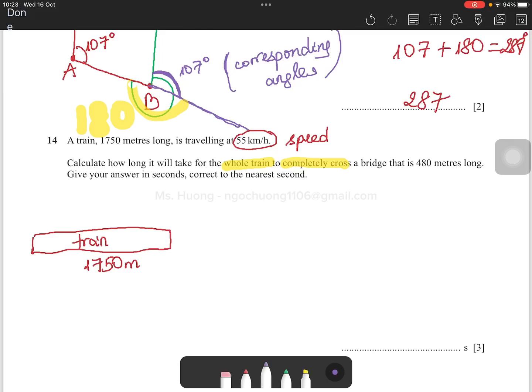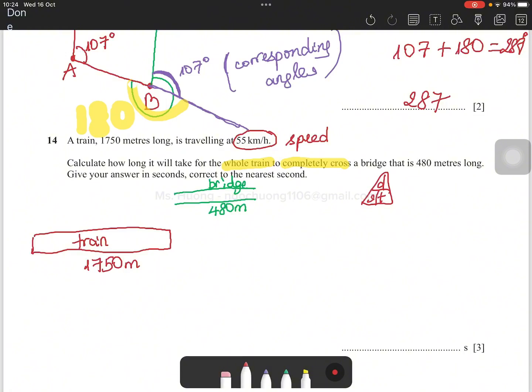So suppose that we have a bridge here. This is the bridge, and it is 480 meters long. So in this case, let's think about the DST triangle. We know that the speed is 55 kilometers per hour, and we want to find the time. So we also need to know the distance that the train covers.